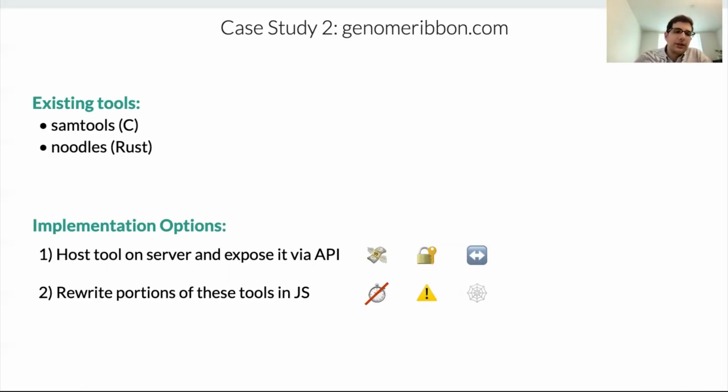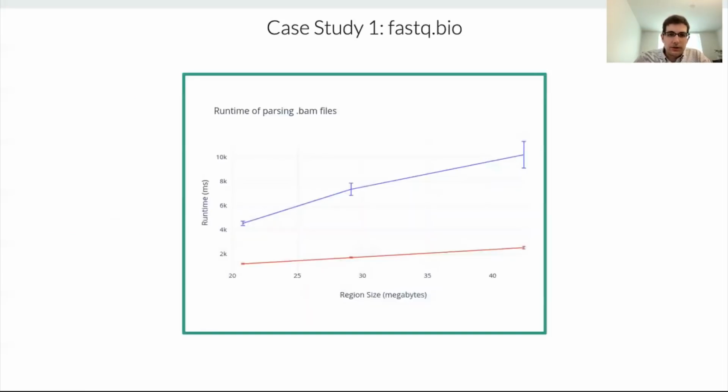But after the success that we saw with FastQ Bio, we figured, well, let's try WebAssembly here as well. And what we saw was, again, interestingly enough, a 2 to 3x improvement in terms of runtime. But probably even more important than that, we're now able to reuse 100,000 lines of very complicated C code that parses unique genomics file formats.